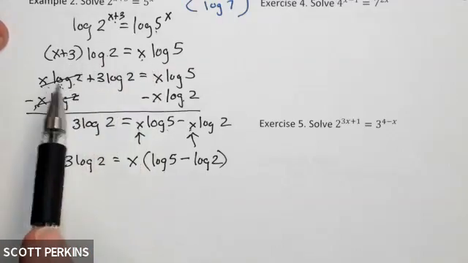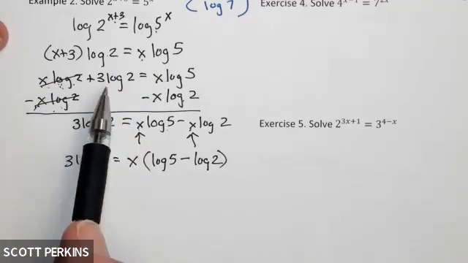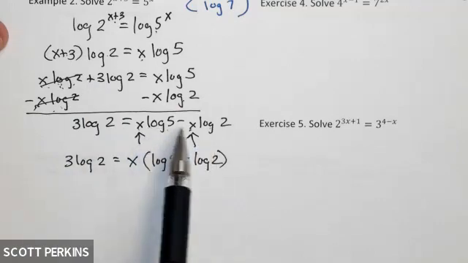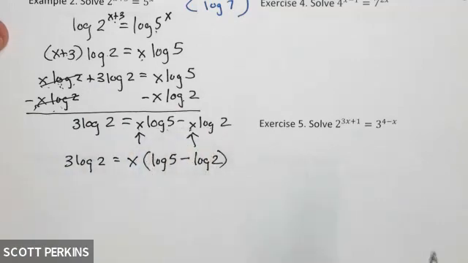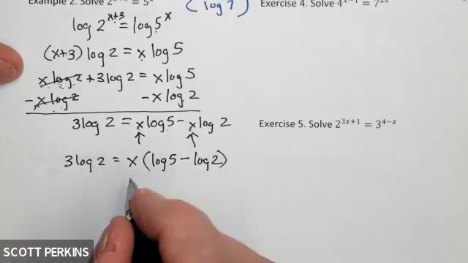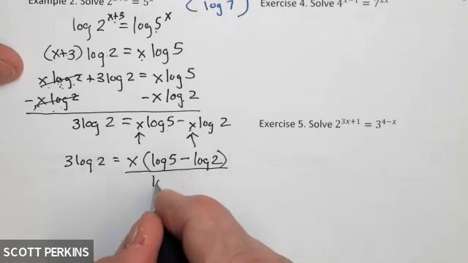So like any linear equation, I got all the x's on one side, everything without an x on the other. Since these are not like terms, I factored out that x. And now the last step is log 5 minus log 2. Again, your calculator can tell you what number that is. It'll give you an approximation. We're going to leave that exact. So I'm just going to divide by it.